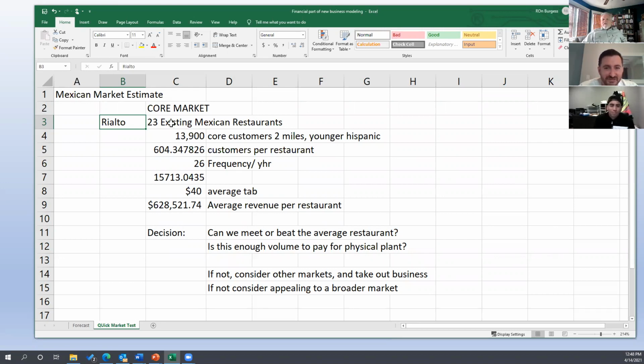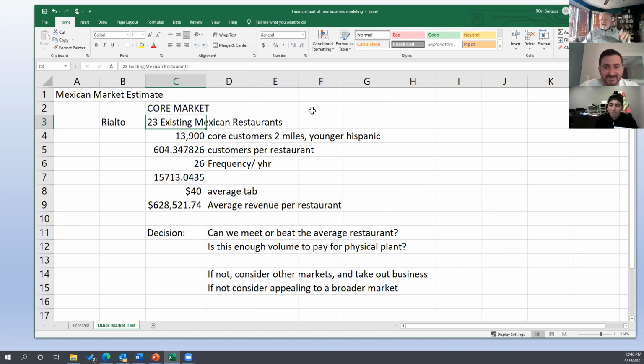I was able to find out by looking at Info USA that there are 23 existing Mexican restaurants in Rialto. That blew my mind just to start. I just thought, wow, how can you have 23? It just seemed like a lot to me. I think Rialto's bigger than Redlands, but in Redlands, I'd say we have 12, 15 maybe. So why Rialto? I don't know. Is it because there are more Hispanics over there? Is it the younger audience?